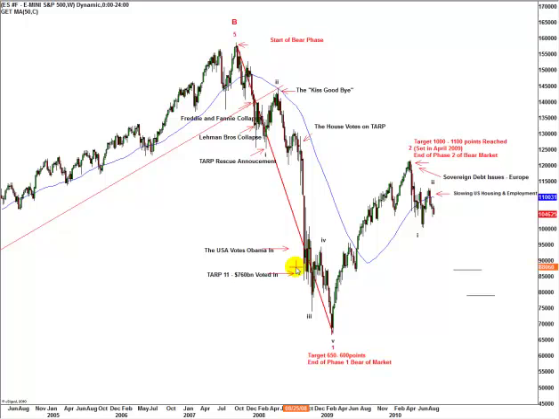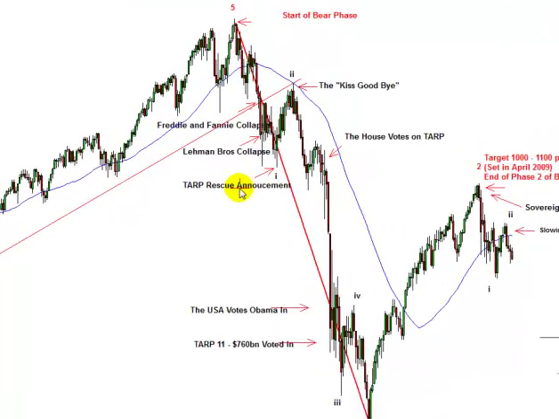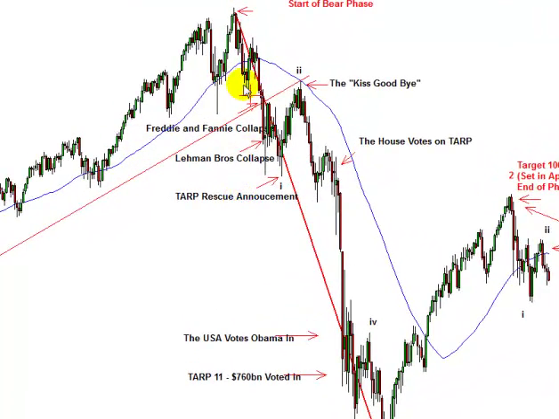I thought I'd start with a weekly chart of the S&P 500 and try to get a helicopter view of where we are in this cycle and what's likely to unfold. This chart has some historic information on it, which includes the Freddie and Fannie collapse, Lehman, the TARP rescue announcement, all of the influences behind this very bearish phase that we went through in the GFC. But where did it come from?